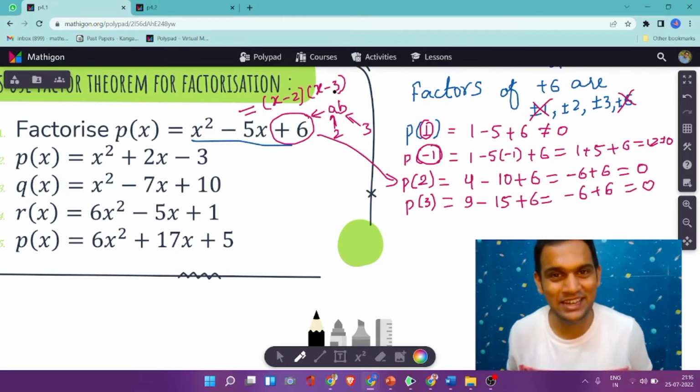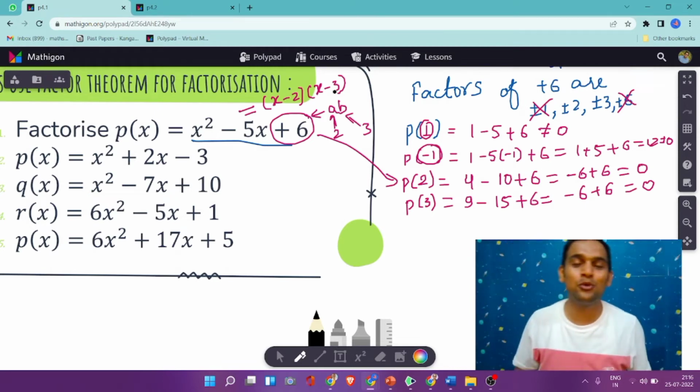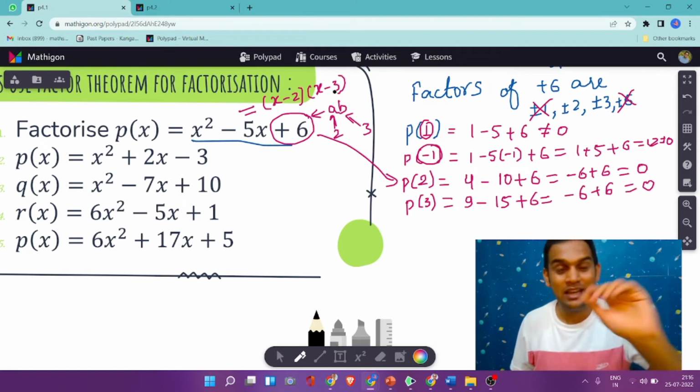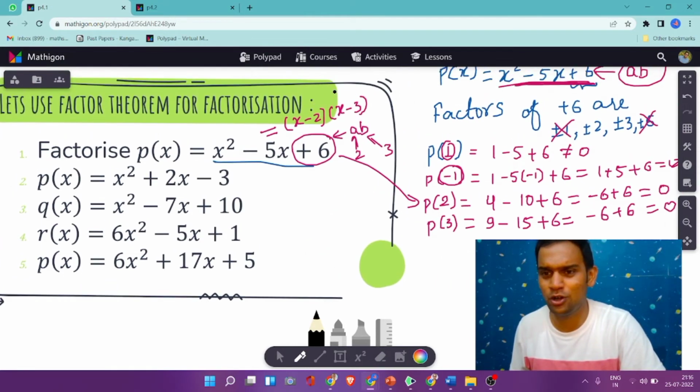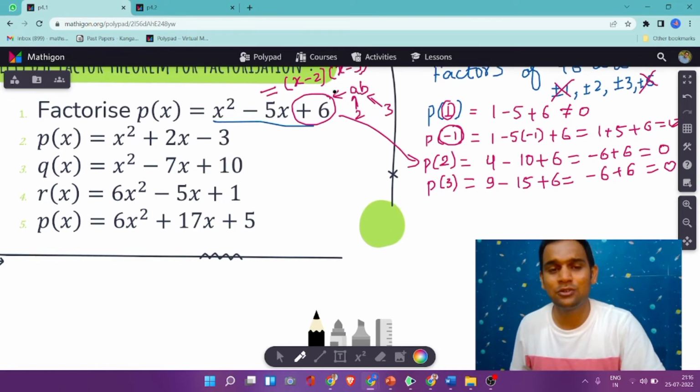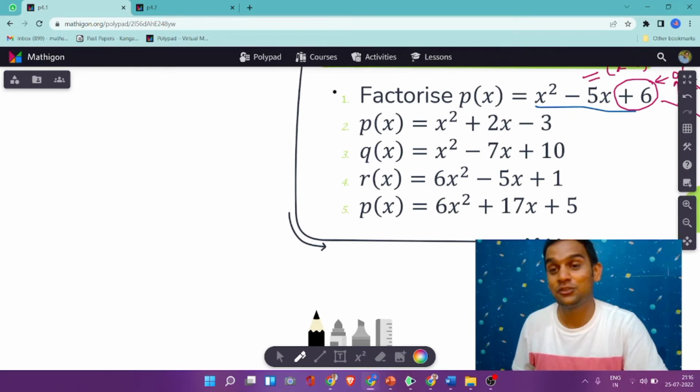Now you might think that splitting the middle term was easier, but this is way easier than splitting the middle term if we practice it enough. Okay, let's quickly go through the other factors. I hope this makes a lot of sense. Yes, let's get going to the other problem, and I'll explain everything once more. I'll explain it in detail.